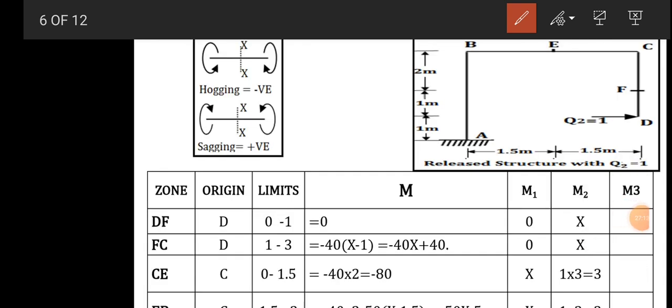Next, displacement analysis for the M2 column. Now the first three columns remain as they are. Let's consider Q2 is equal to 1 release structure. The force is Q2 and a unit force acting in that direction. Now the first zone is the DF zone. So let's draw the imaginary axis for the DF zone. In the DF zone, horizontal and vertical axes are drawn at a distance of x from the origin. So origin is D.